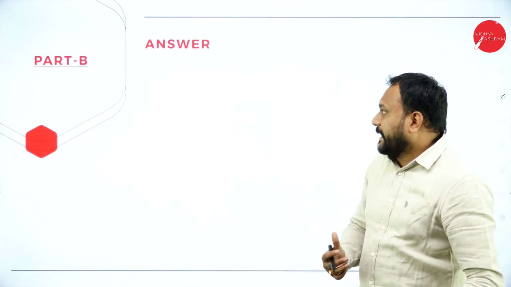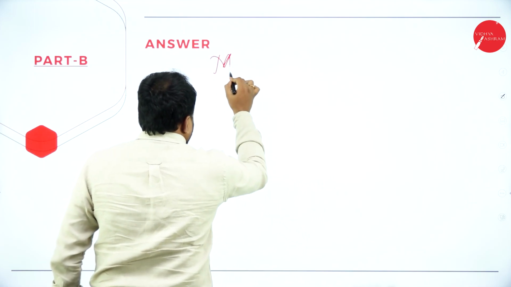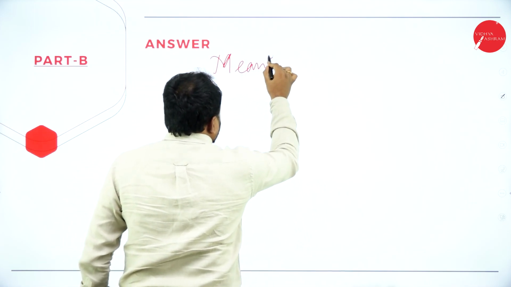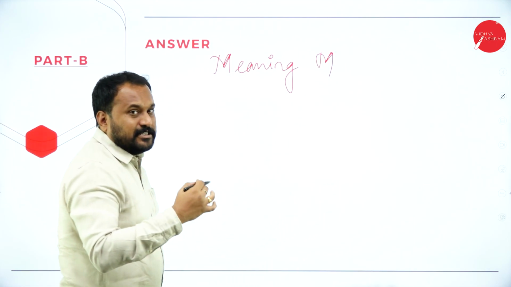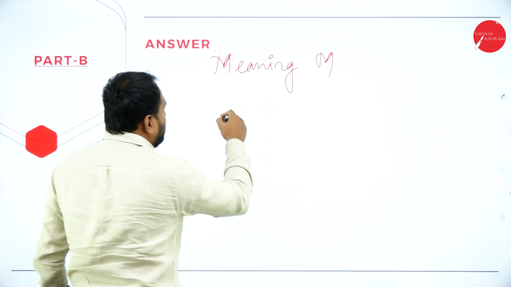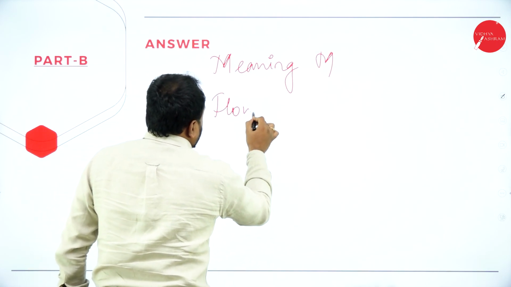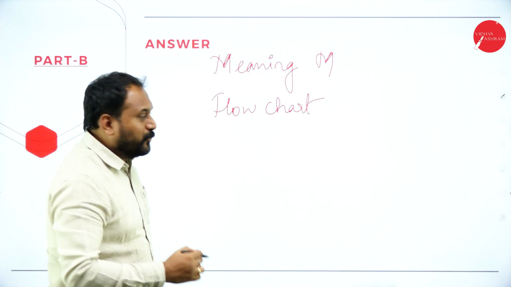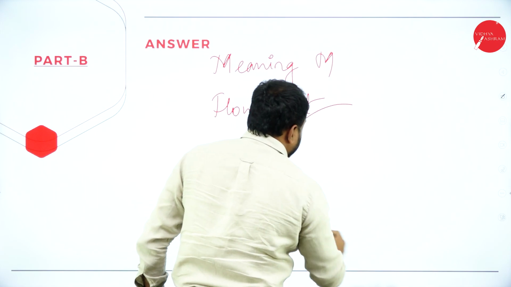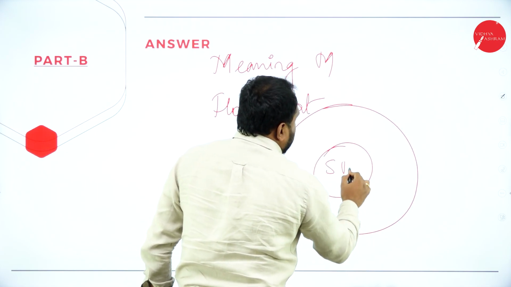So I'll tell you how to write here. First thing, you need to give the meaning. Now meaning of what? Meaning of management or meaning of principles of management. Then you need to go with the flow chart. Now what is this flow chart? You can write like this. Put a circle. Here you write scientific management.